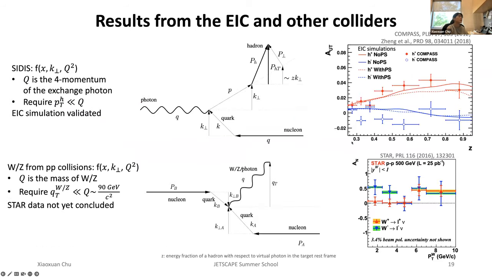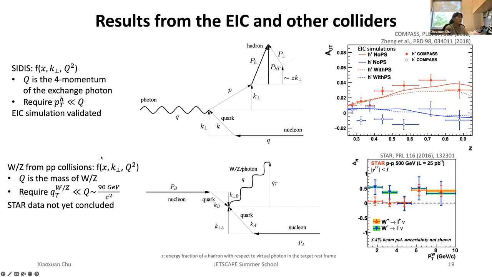And what do we have? In the top plot, this is a simulation study. We run EIC simulations, measure this Sivers asymmetry, and compare. Basically, we want to validate this simulation. So we use a COMPASS setup, and from the simulation we can really reproduce the COMPASS data. And this is for SIDIS. For the pp collisions, it's different. We use W/Z or Drell-Yan production.